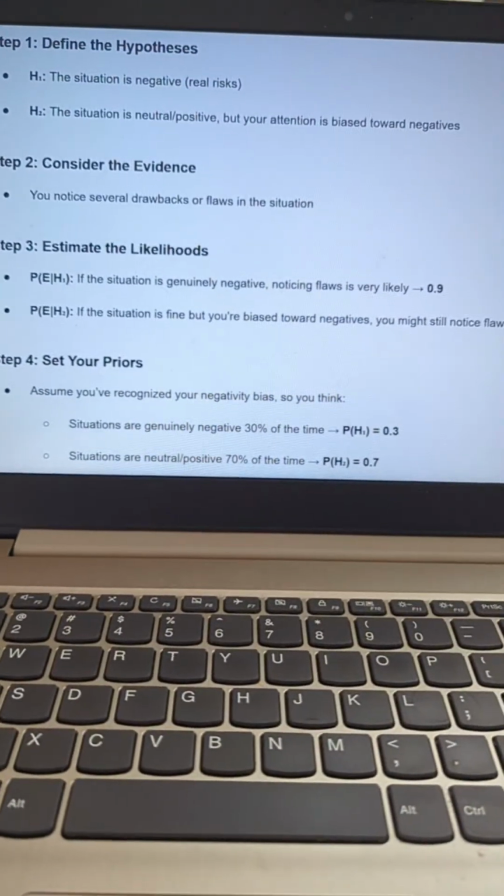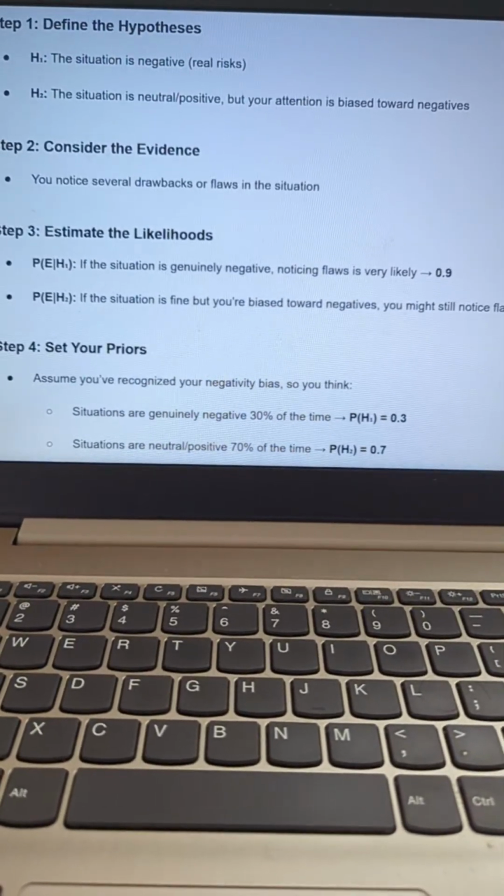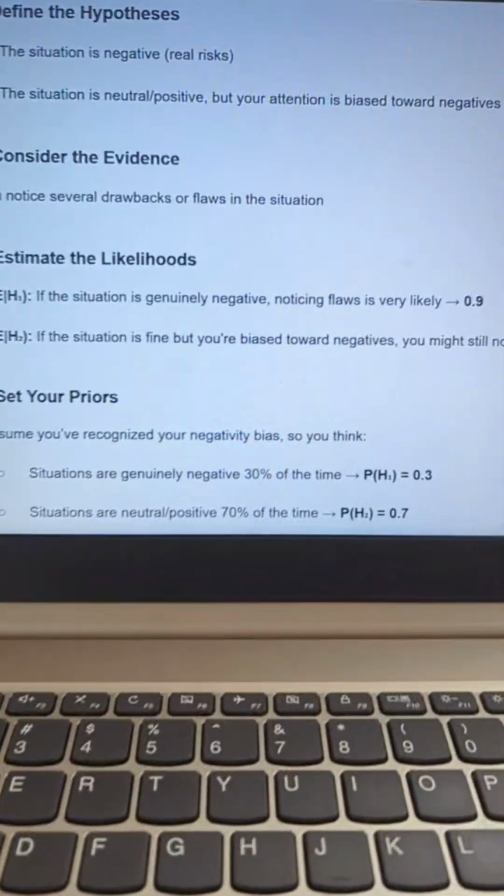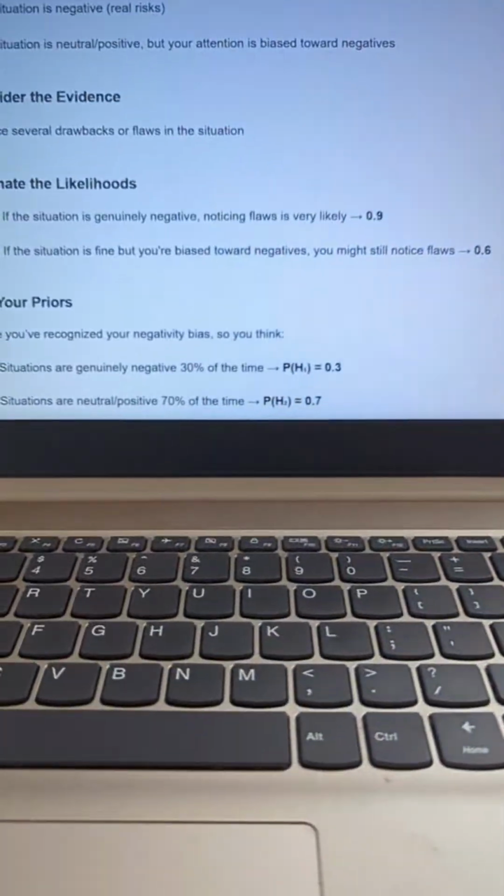And then again, we said our priors assume you've recognized your negativity bias. So you think, okay, situations are genuinely negative 30% of the time, and neutral or positive 70% of the time, right? Again, it's context dependent, which is why, with Bayes' theorem, maybe things in your life end up being very negative a lot of the time. Some people have very difficult lives, but you would update your priors based on that. It's a more complex situation, but let's just say it's more likely that situations on the whole are typically neutral or positive.